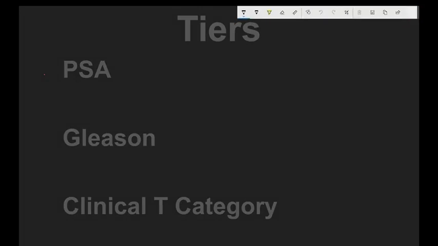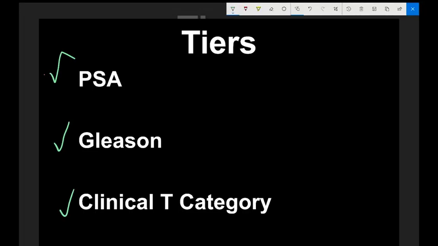We're talking indications for MRI, especially surveillance or screening, part 2. And we've already hammered home the different tiers that patients exist in based on their PSA, their Gleason score, and their clinical T category. And we said that PSAs of 10 or less, Gleason scores of 6 or less, and T categories of T1C or T2A are great candidates for surveillance. This would be tier 1.